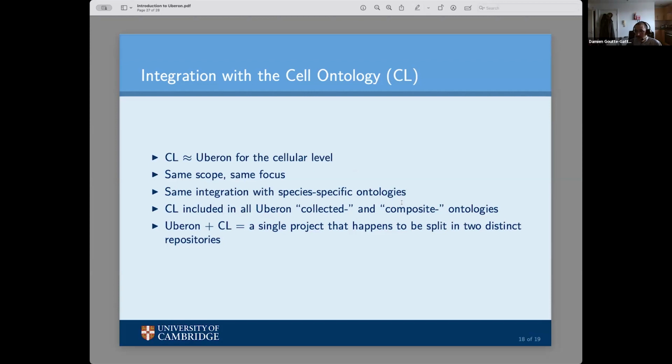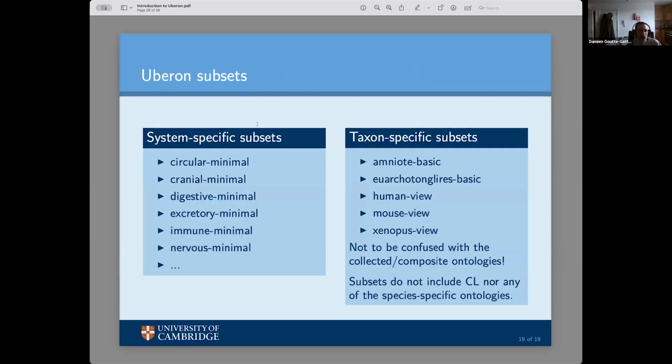So, in fact, to put things simply, you can simply consider that Uberon and CL is just a single project that happens to be split in two distinct repositories just for ease of management. But it's really a single project with mostly the same persons involved in both. And lastly, another feature of Uberon that might be useful, again, for some use cases.